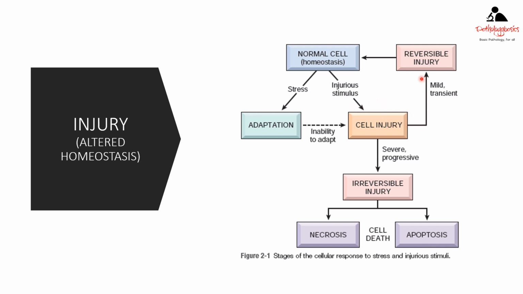This injury is of two types: reversible injury, where the cell can come back to normal, or irreversible injury, when the cell cannot come back to normal. Irreversible injury is of two types: necrosis and apoptosis. This portion, that is adaptations, we will be dealing with today. The rest of the portions will be covered in another video.